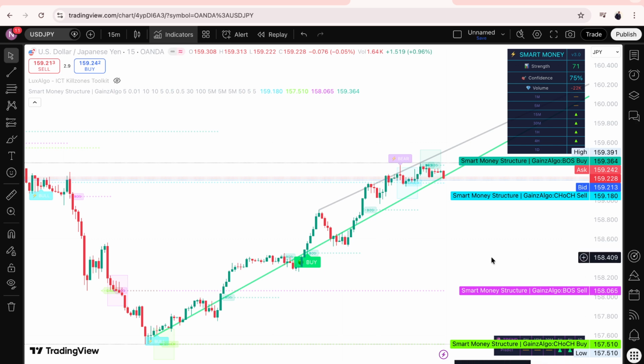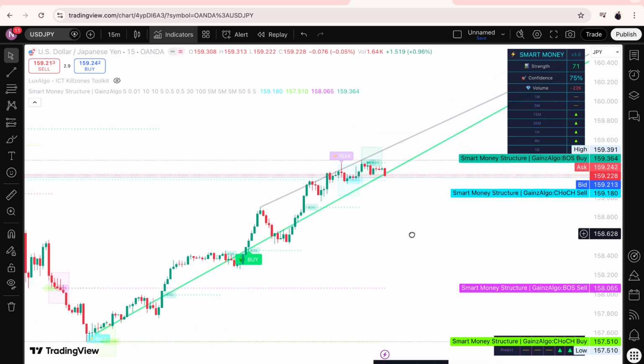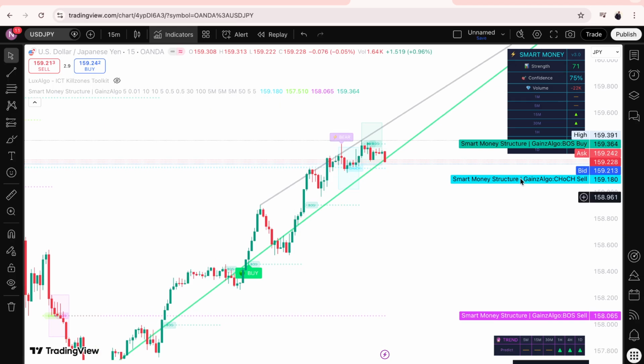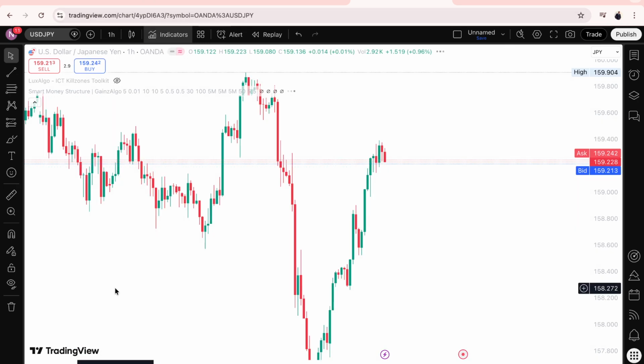This is what you call the smart money structure indicator. It is able to show you and analyze the market from the first point when the market opens to when it closes. It shows you the bullish and bearish moves in the market, so where you're supposed to buy and where you're supposed to sell. I'm using a 15-minute time frame, and it's also good to use a high time frame so that it can give you a clear indication and direction of the market.